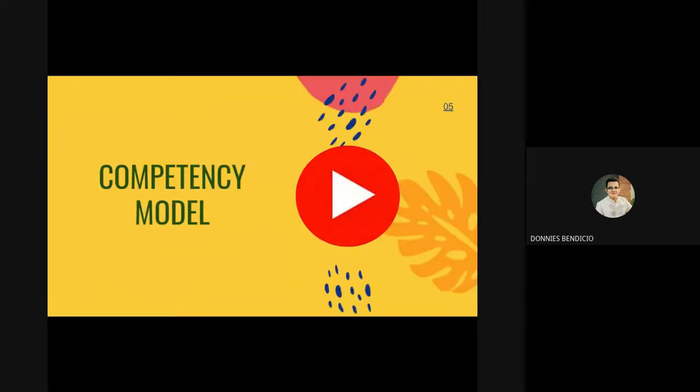Okay, so let's proceed to the last video presentation for tonight. This is the competency model.